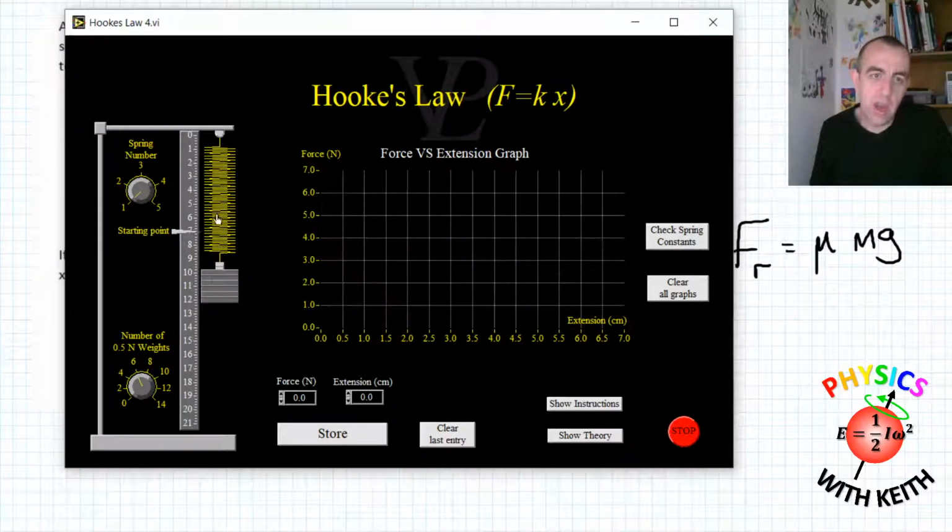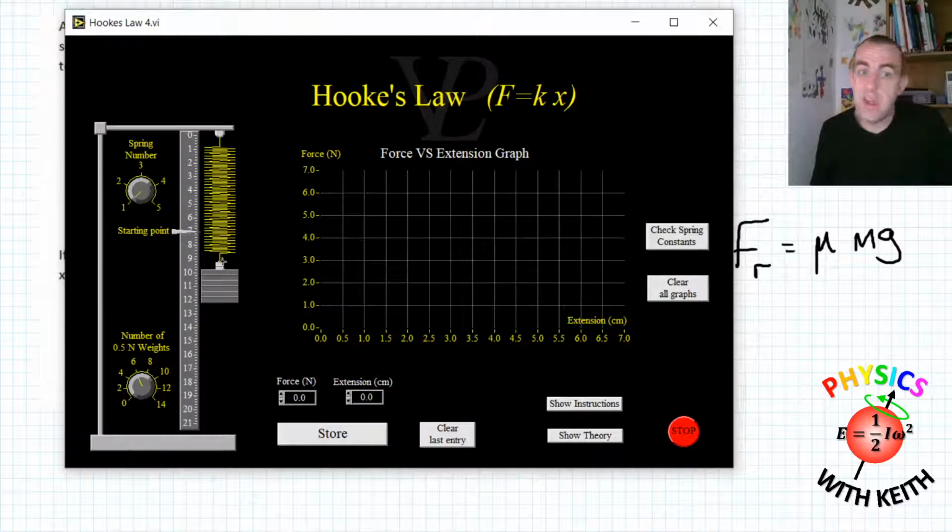And the force pulling up on the bottom of that spring is this elastic force from this spring itself. So I know what that force is because I can just look at what I've got here. If I've got 6 half-Newton weights, that's 3 newtons pulling down on the bottom of this spring.